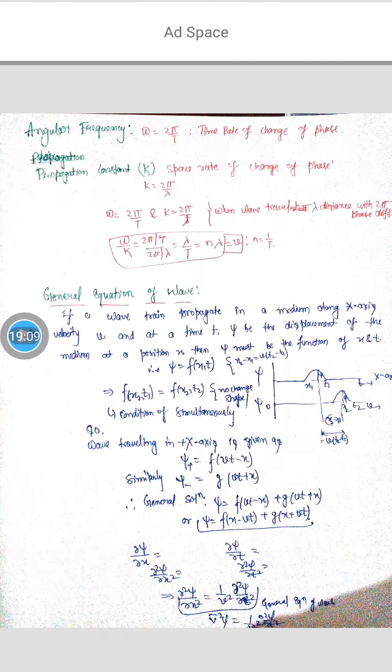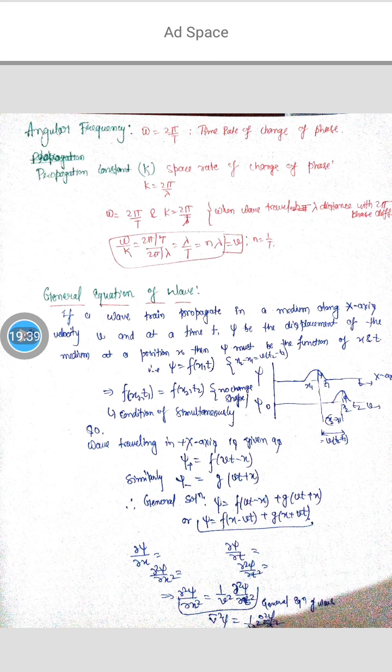Okay, so let's see. What is the angular frequency? Omega is equal to 2 pi upon T. I told you phase difference talks about phase, space and time of a wave. So the time rate of change of phase, the ratio of phase difference with respect to time, is known as the angular frequency. That means omega is 2 pi upon T.